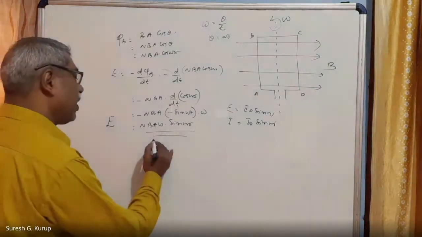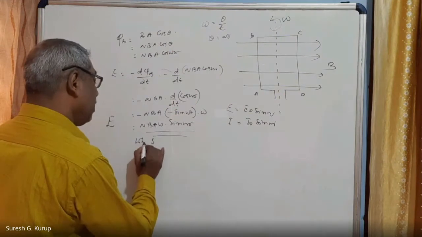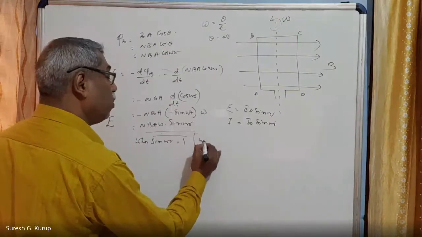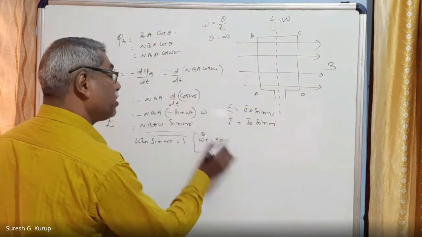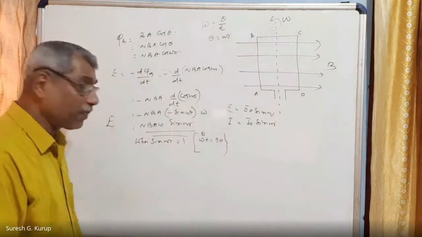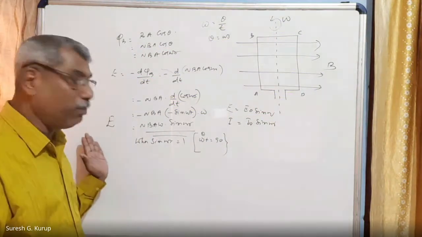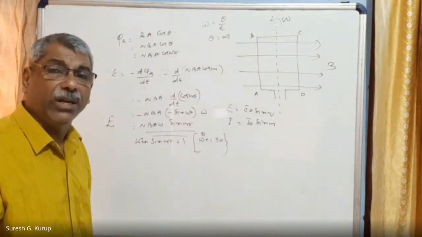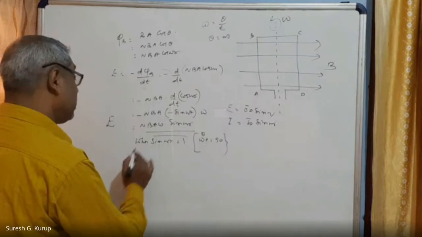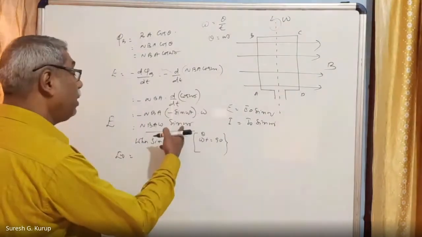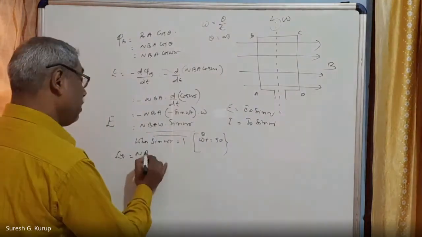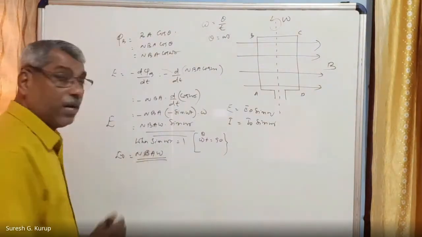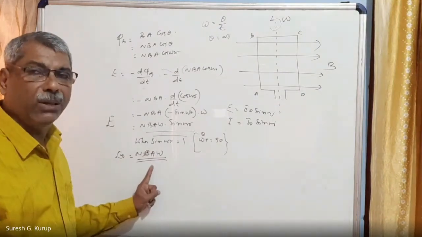That means in this case, when sin omega t is equal to 1, what is the meaning? That is omega t is equal to 90 degree. Omega t means theta only is equal to 90 degree. This is the maximum, right? That maximum value of EMF is denoted by E0. That is, E0 is equal to NBA omega. NBA omega is the maximum EMF induced in the coil.